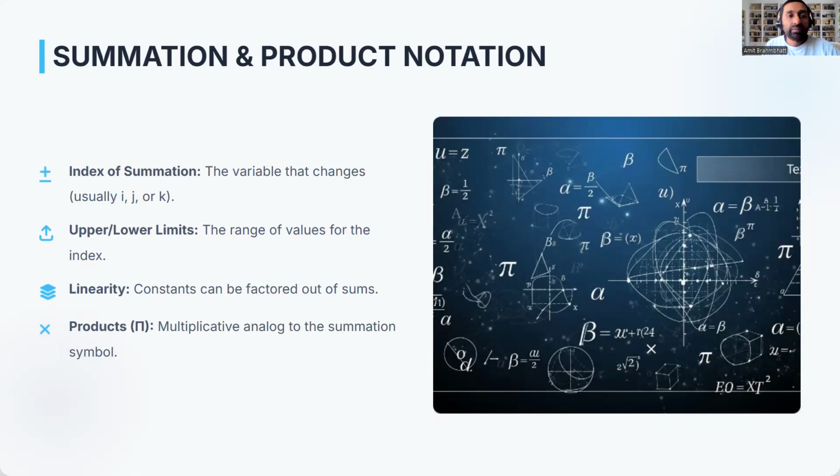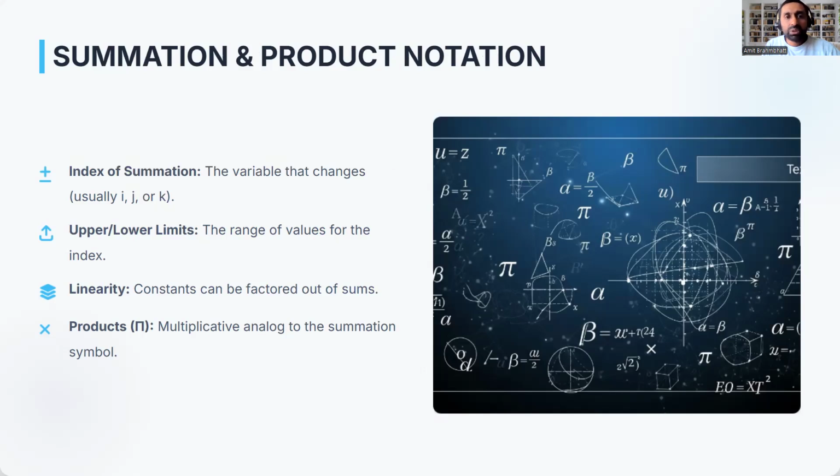Summation and product notation. Let's standardize our notation to prevent ambiguity. The uppercase Greek letter sigma denotes a summation, bounded by a lower limit of summation, the initial index value, and an upper limit. One of the most powerful properties of sums is linearity, meaning that any multiplicative constant independent of the index can be factored completely outside the operator to simplify the arithmetic.